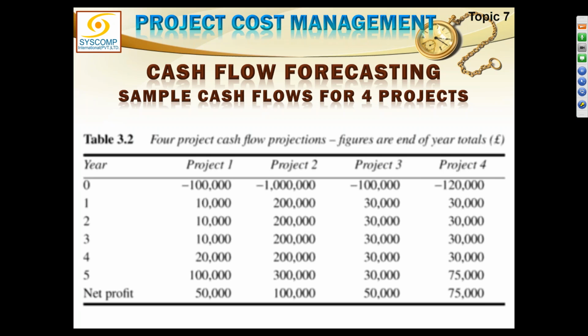So it has been calculated for every project. Project 1 is 50,000, project 2 is 1 lakh, project 3 is 50,000, and project 4 is 75,000. If I have to make the decision based on net profit, which is the best project? Sir, project 2. Right. So there is a net profit method by which we can find the project giving us the maximum net profit or net benefit, and that is project 2.